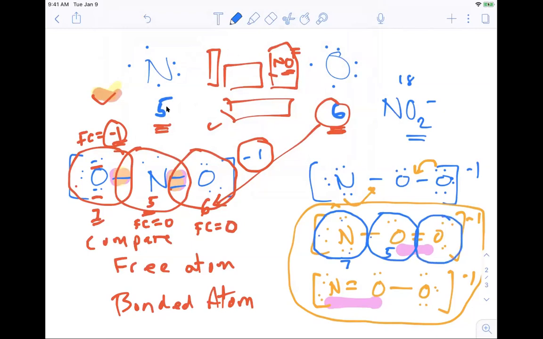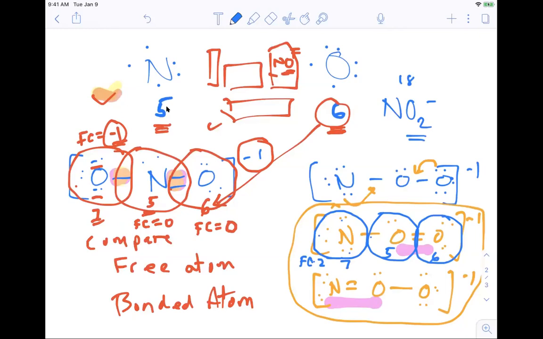2, 4, 6. That oxygen has 6. All right, so let's do the same math. Nitrogen came with 5 and now it has 7. So what's its charge on this? What's the formal charge on this nitrogen? Yep, the formal charge is -2.